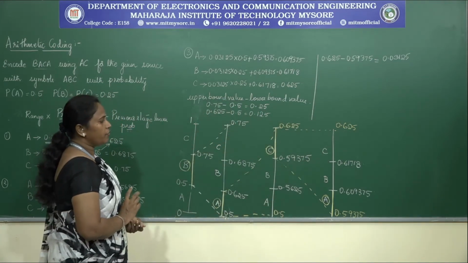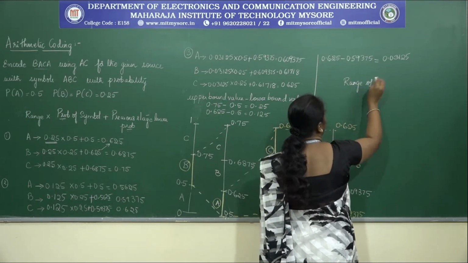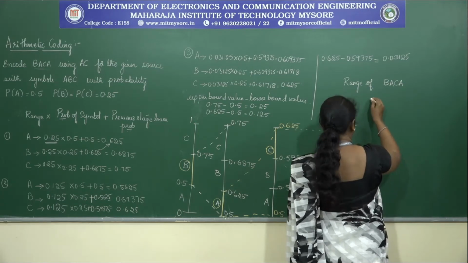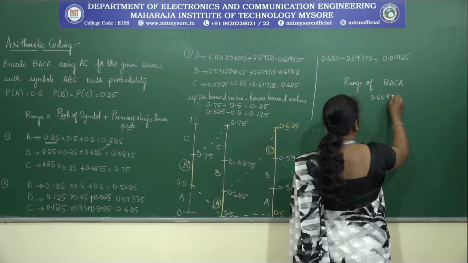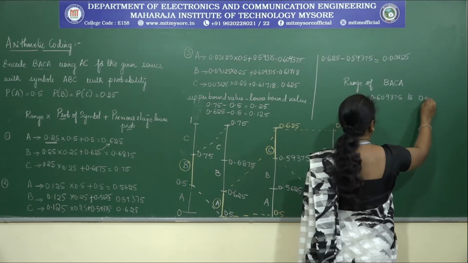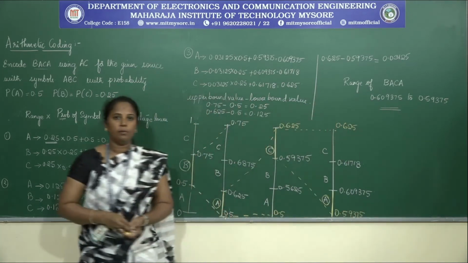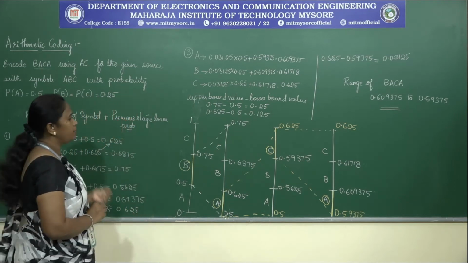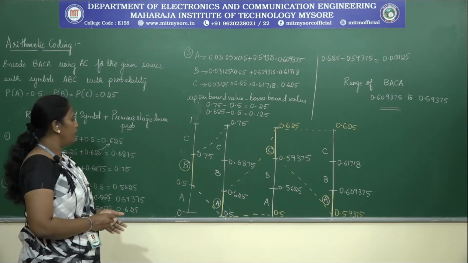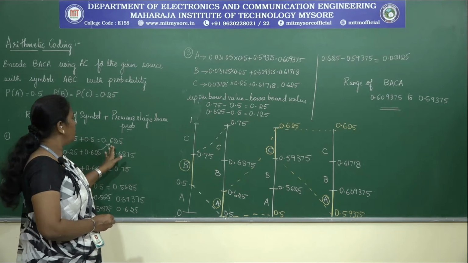So what is the range of A now? The range of BACA lies between 0.609375 and 0.59375. So this is how you will be performing the solution for arithmetic coding. It is very simple. The only thing is that you need to be careful while you take the range, as well as when you are considering the previous stage lower probability.